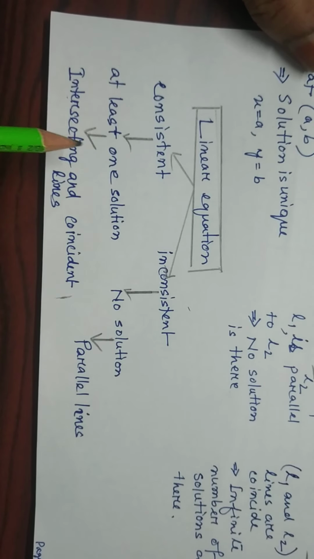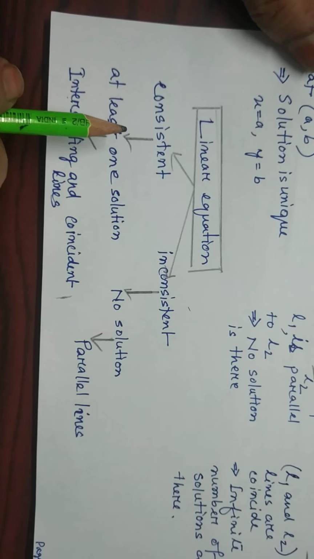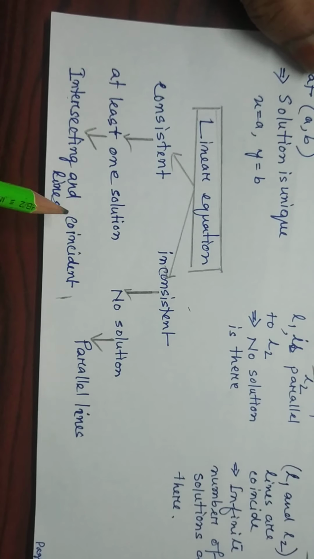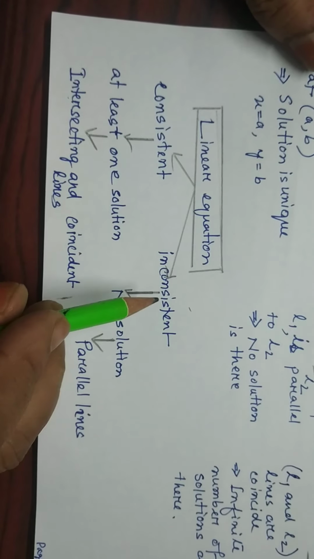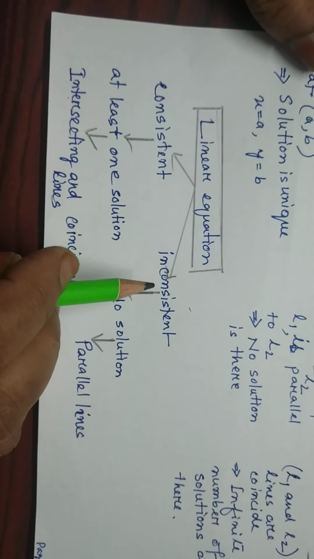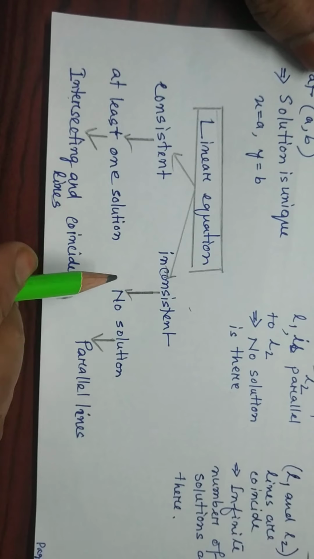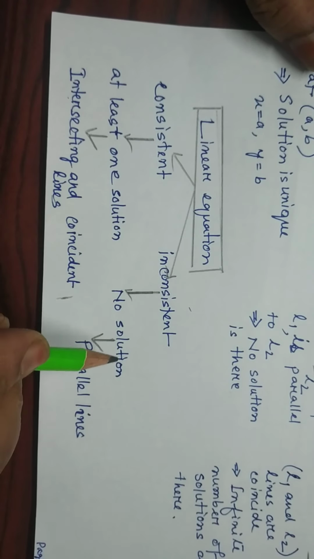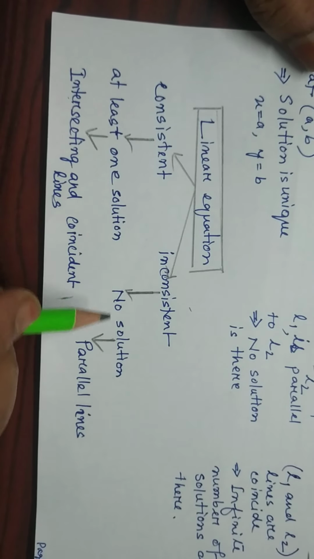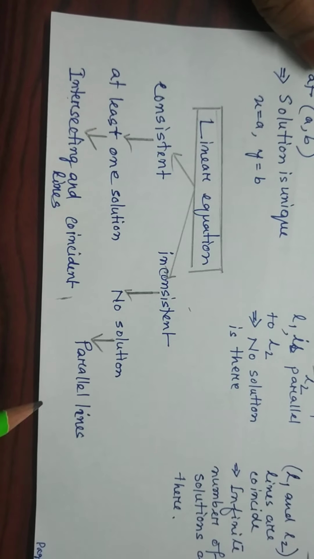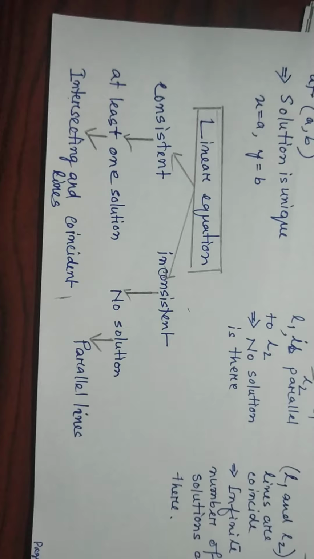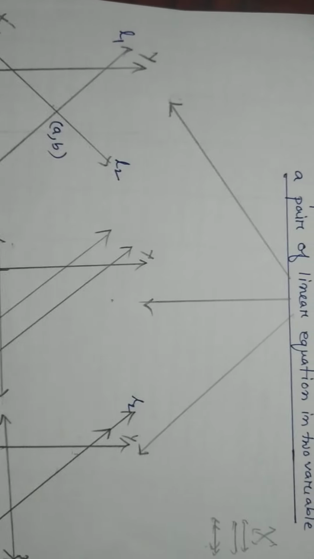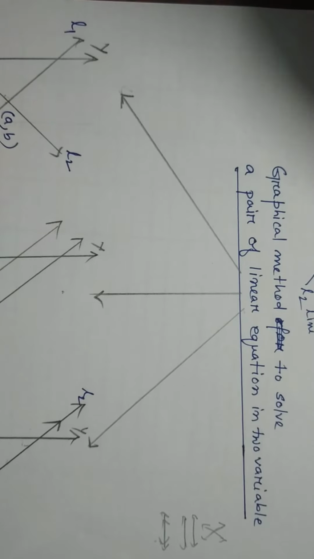If the lines are intersecting, we can directly say it is a consistent pair of linear equations, and if coincident, then a dependent consistent pair of linear equations. If it is an inconsistent pair of linear equations, then they have no solution. If there is no solution, the graphical representation will be parallel lines. So from the graph we can solve a pair of linear equations.